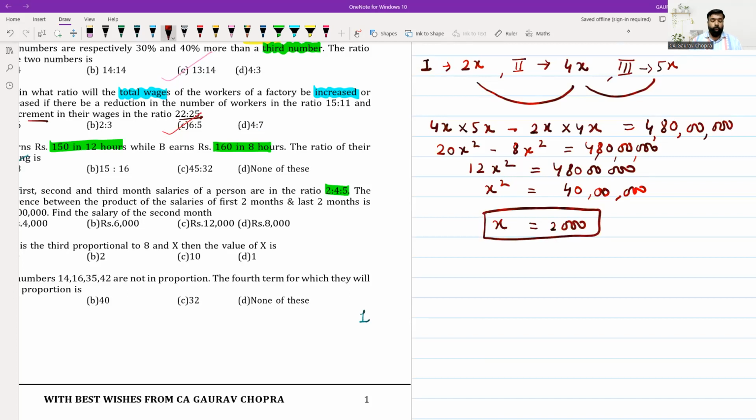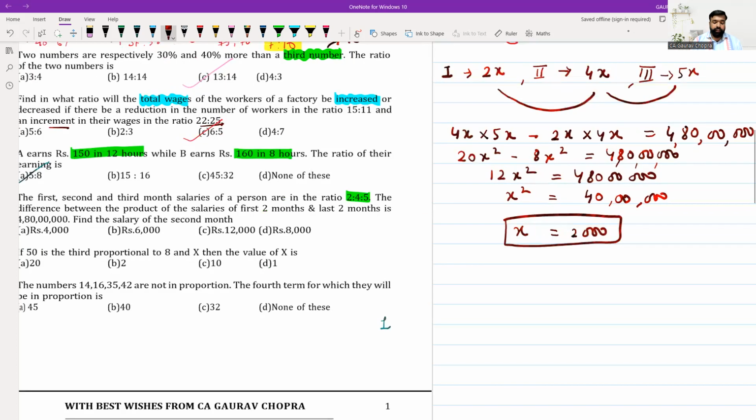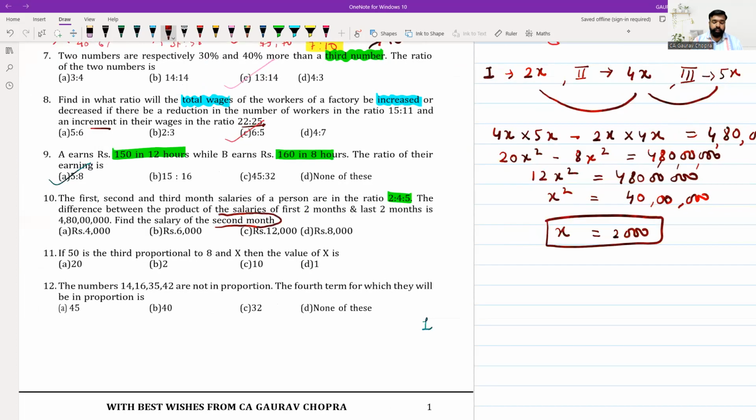But what we require? We require the salary of the second month. So the second month's salary is 4x. So 4 multiplied by 2000 will give 8000. So 8000, that is option number D, is the correct answer. Okay.